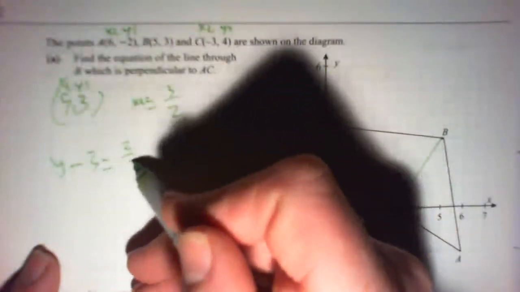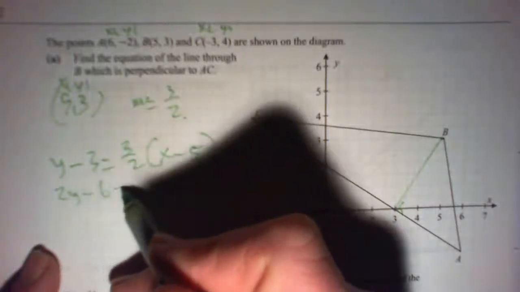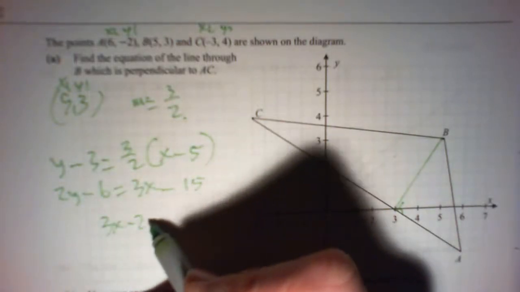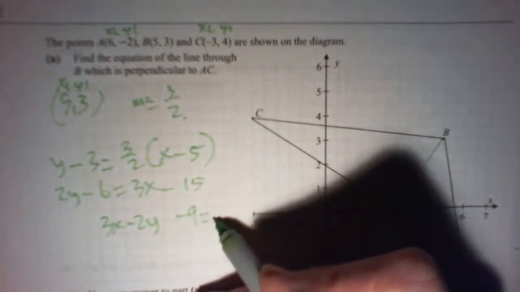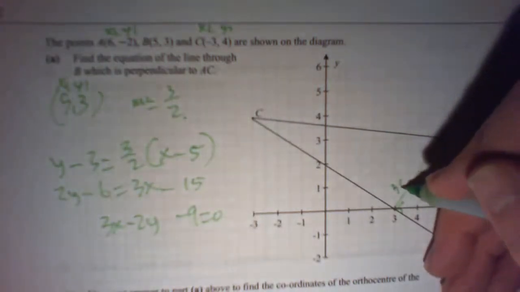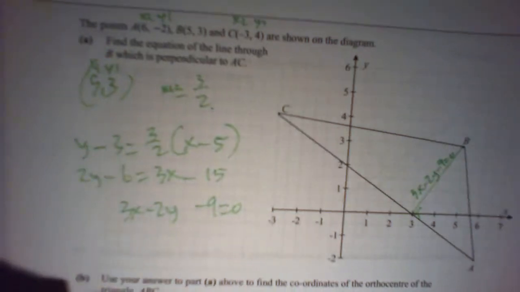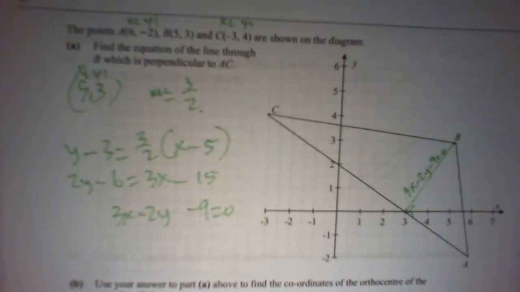So y minus y1 is equal to m on x minus x1. Bottom left, top right, 2y minus 6 is equal to 3x minus 15. Bring it all together. 3x minus 2y minus 9 equals 0. So that's 3x minus 2y minus 9 equals 0. Okay, so that's a pretty straightforward one. I hope you can all see that.